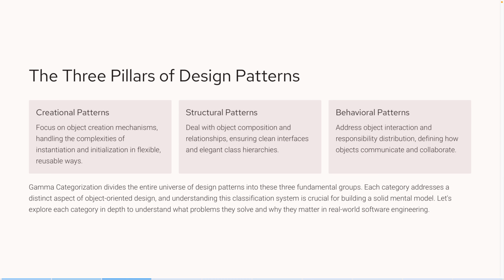Next comes the behavioral pattern. It addresses object interaction and responsibility distribution, defining how objects communicate and collaborate. So the Gamma categorization divides all of these into three fundamental groups: creational, structural, and behavioral patterns. Each category has a distinct aspect of object-oriented design, and understanding this system is crucial for building a solid mental model. Let's explore each category in depth to understand what problems they solve and why they matter in real-world software engineering.